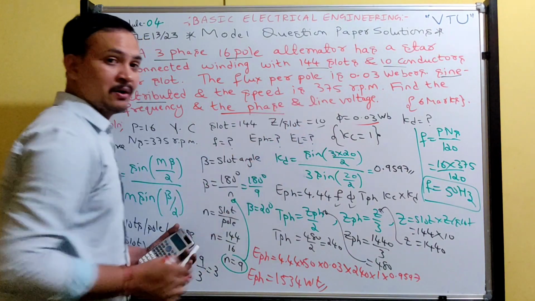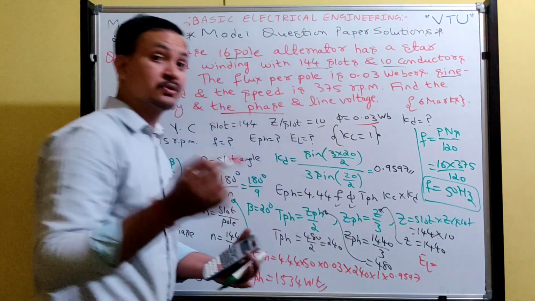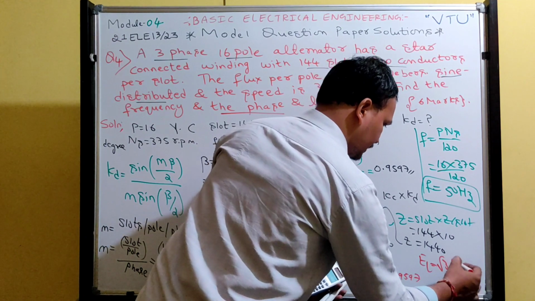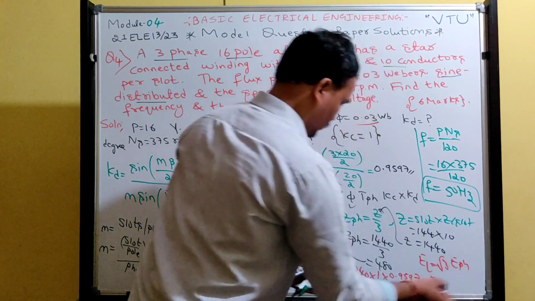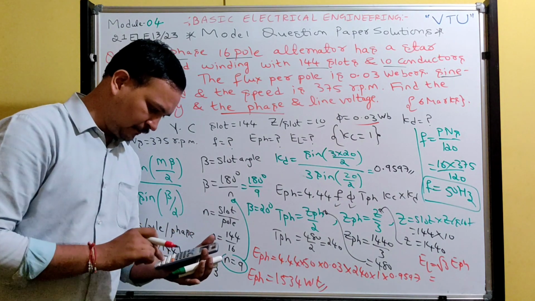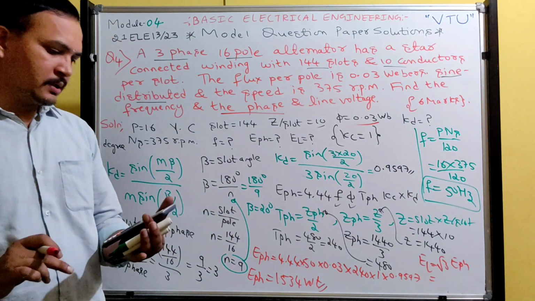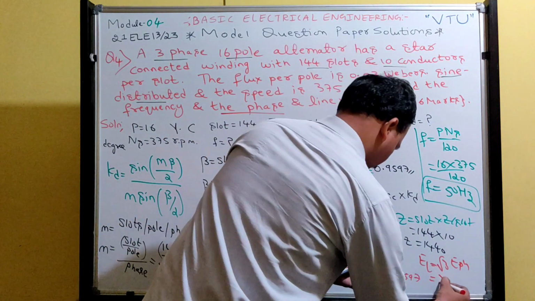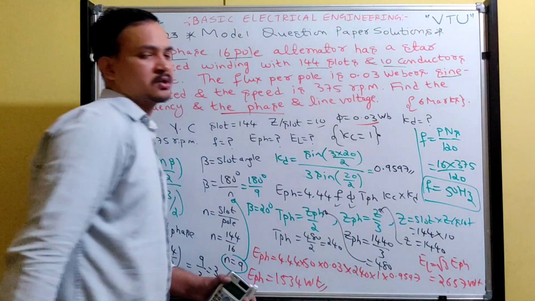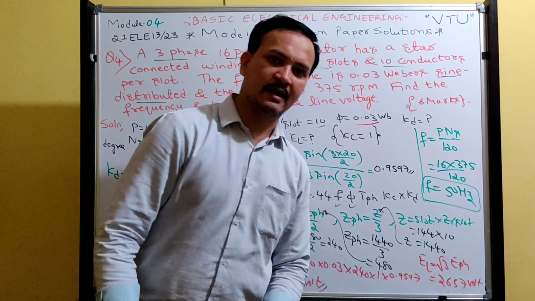Then what is next? Line voltage. What is the line voltage formula? What type of connection should you observe when finding EL? Star connection, no. Line voltage is root 3 times the phase voltage. Root 3 into this: 1534 multiplied by root 3. So from that I am getting 2657 volts. This I also wrote approximately. You will get 56.9 something, so I wrote 57.